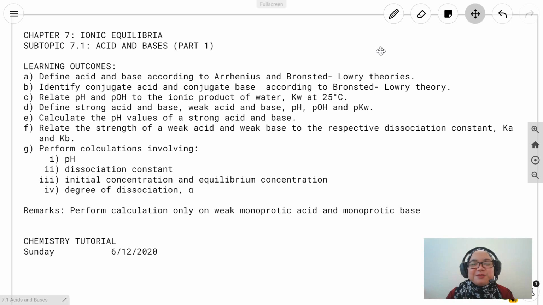So today we are going to enter a new chapter and the very last chapter for our semester one, chapter 7, ionic equilibria, and we are going into subtopic 7.1, part 1, acid and bases. So there are a few learning outcomes that we are going to cover for today. First one, we are going to define acid and base according to Arrhenius and Bronsted-Lowry theories. Second one, we are going to identify conjugate acid and conjugate base according to Bronsted-Lowry theory.